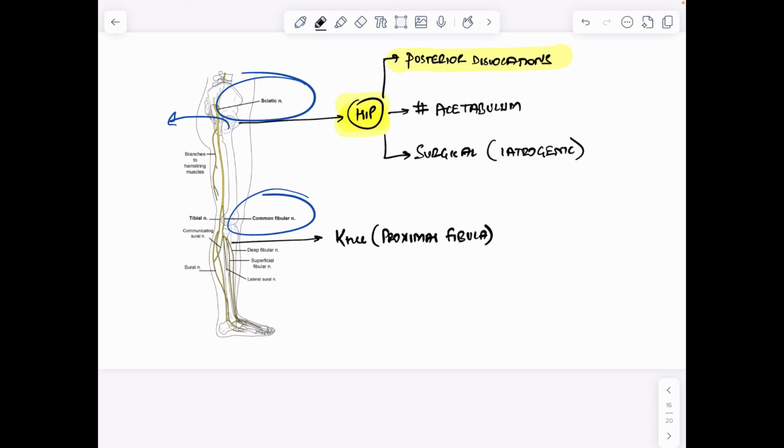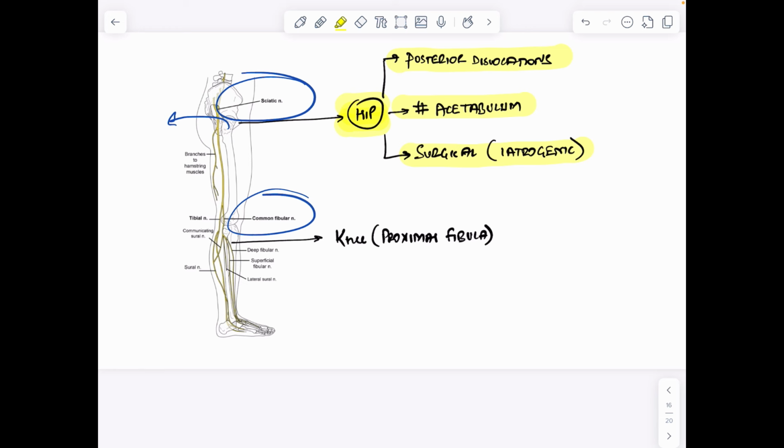Another one is fractures of the acetabulum, because in case of comminuted fractures of the acetabulum, there might be impingement of the sciatic nerve. And finally is the surgical one, that is iatrogenic injury, particularly in the Kocher-Langenbeck posterior approach to the hip joint, where you are fixing the acetabular fractures or you are going for replacement of the hip. So it is very common. So these are the three reasons for sciatic nerve injury.